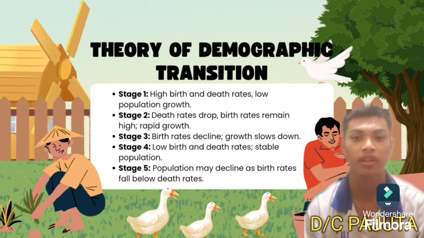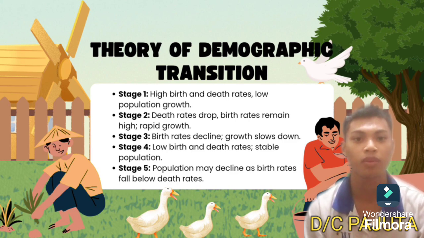Early industrial. Death rates begin to fall due to improvements in healthcare and sanitation, while birth rates remain high. This causes rapid population growth. Stage 3, late industrial. Birth rates start to decline as people move to cities, become more educated, and have fewer children. Population growth begins to slow down. Stage 4, post-industrial. Both birth and death rates are low, leading to a stable population.